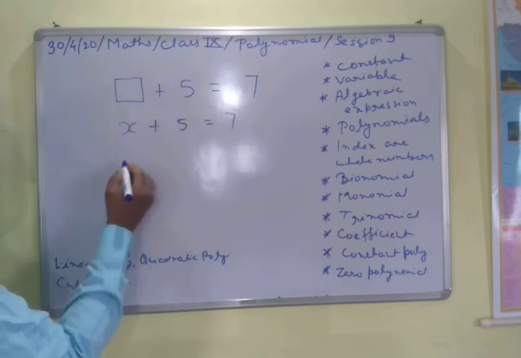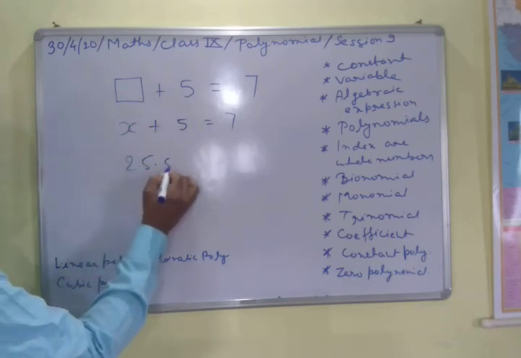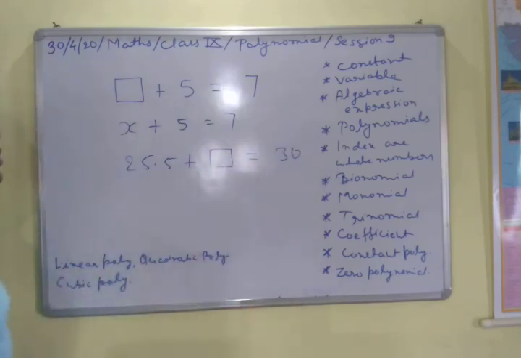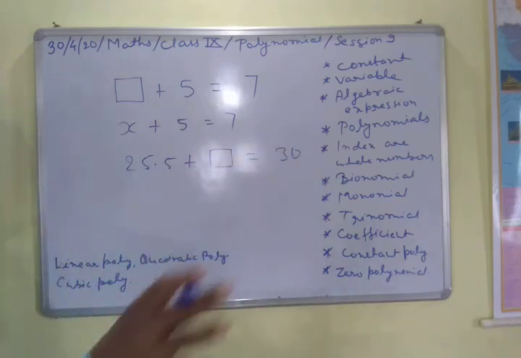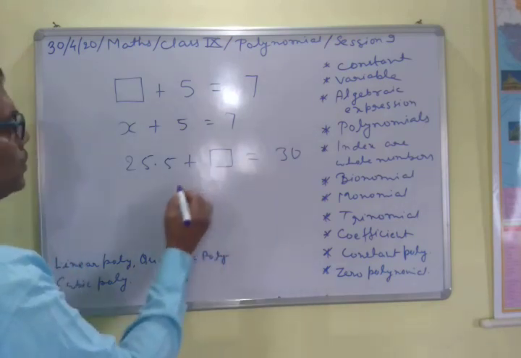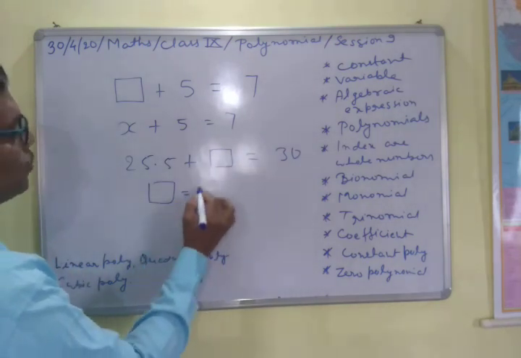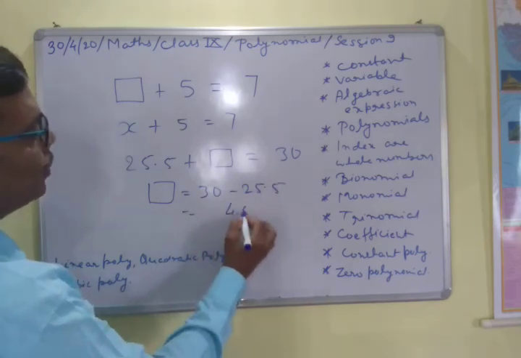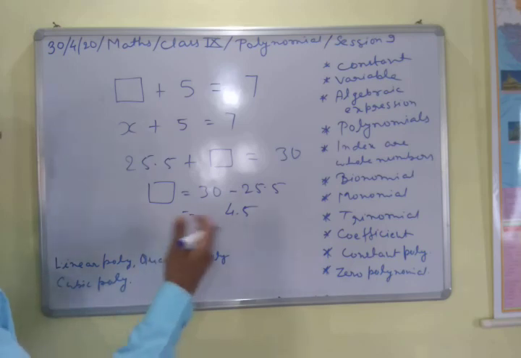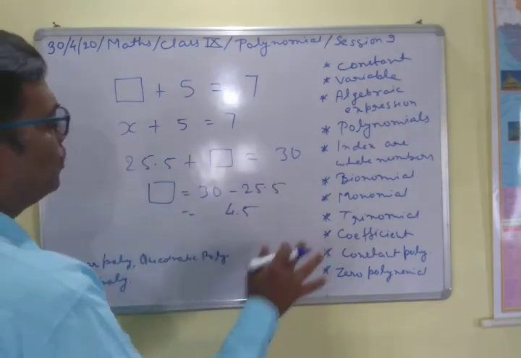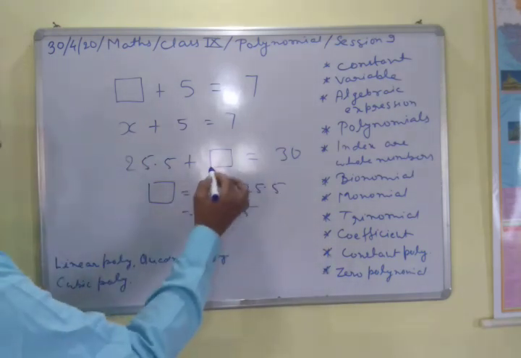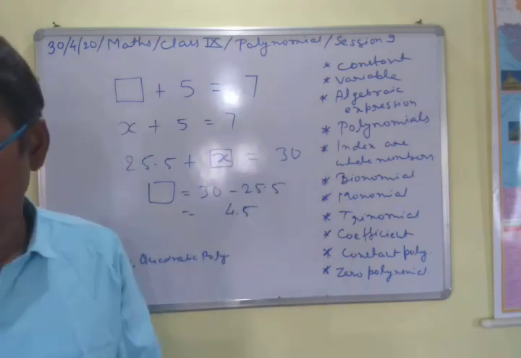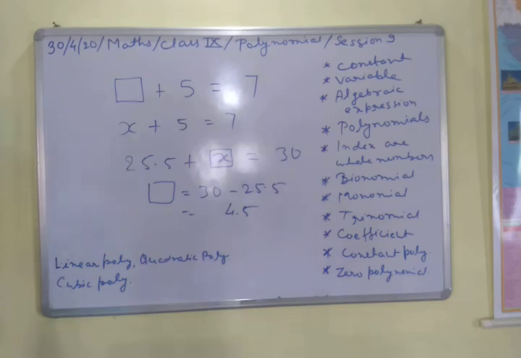For example, if we say that 25.5 plus box equal to 30, then it will be difficult for you to answer quickly. This box will actually be 30 minus 25.5, so it will be 4.5. So this is a simple equation where we got the value of the unknown. This unknown is called x here, and this x is called the variable in this chapter.